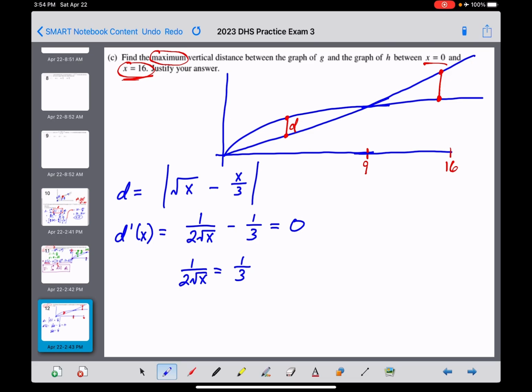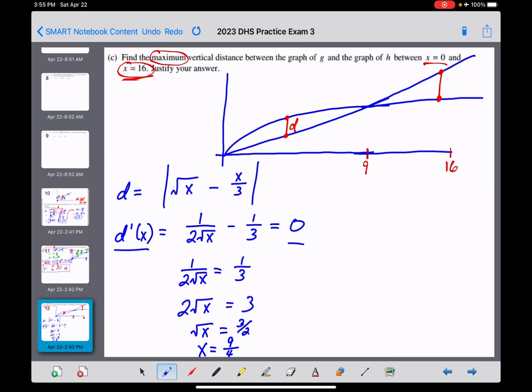And now here's a trick that some people forget you're able to do. I've got an equation with fractions on both sides. Let's just reciprocate both sides. 2 root x has to equal 3. Okay, so then the square root of x is going to equal 3 over 2, and x then comes from squaring both that numerator and denominator, and we get 9/4 for the only value of x for which this derivative would equal 0.